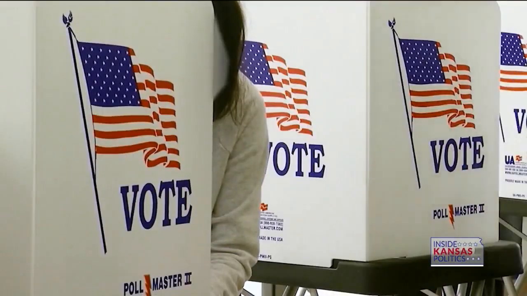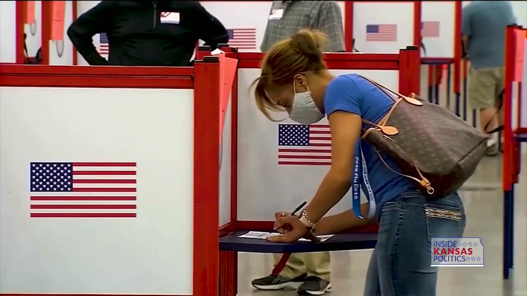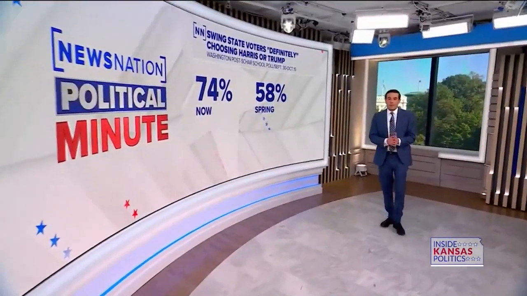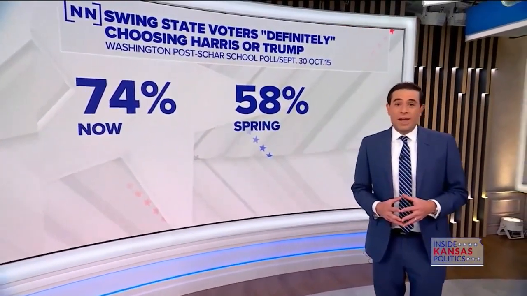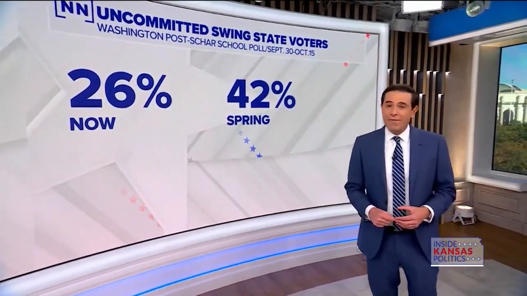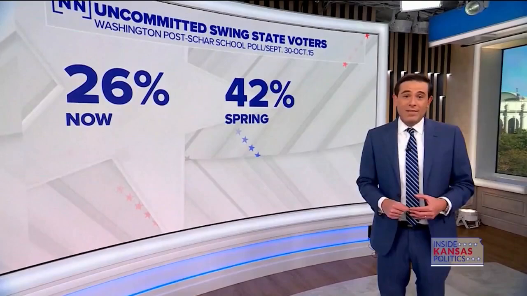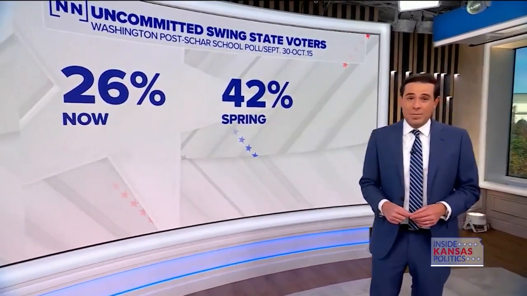I'm Blake Berman with NewsNation. Ballots are being cast in many states, and more than 20% of swing state voters are still deciding how they'll vote. That is according to a new Washington Post poll. 74% of swing state voters say they'll definitely choose either Vice President Kamala Harris or former President Donald Trump, according to that poll. For reference, 58% had already made their decision back in the spring. That leaves 26% who haven't firmly decided how they'll vote, even if they lean toward one candidate or the other. In the spring, by the way, it was half that number.